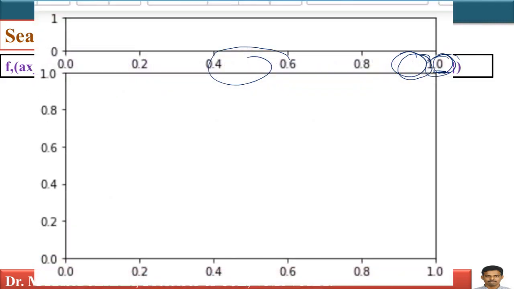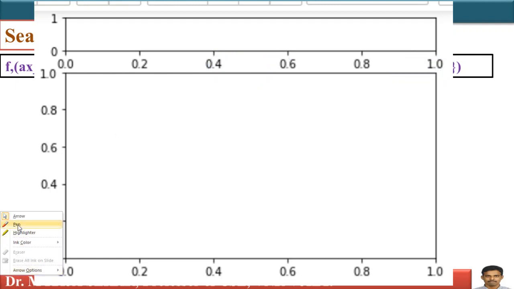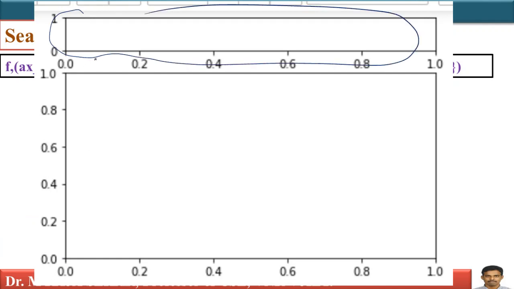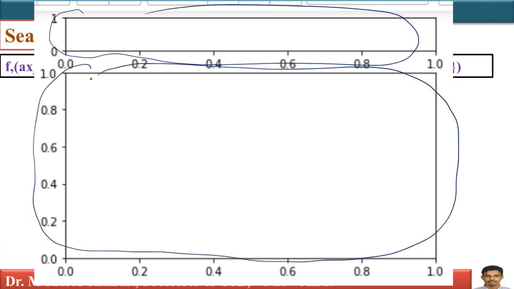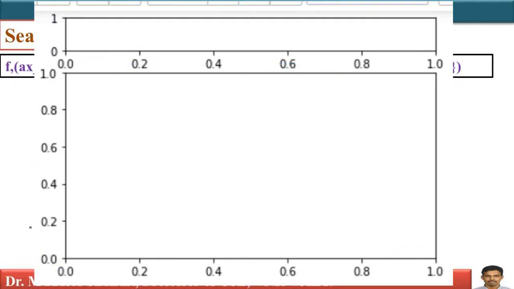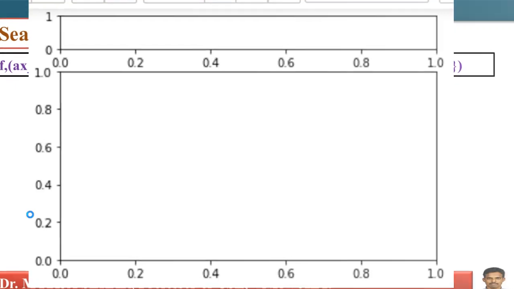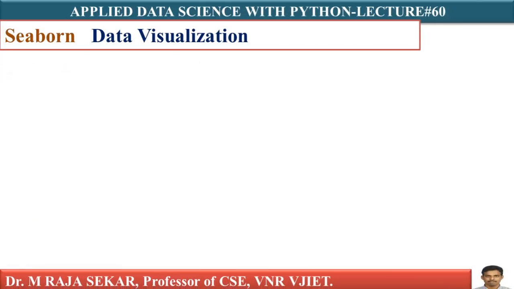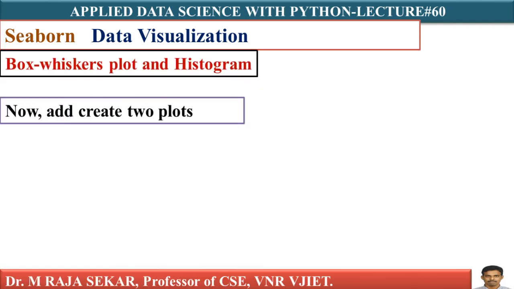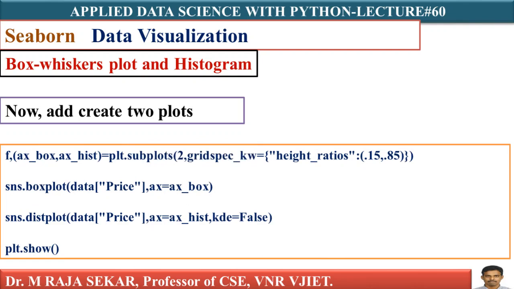Let me show this output on a bigger screen. This output means you are splitting this window into two parts. Just see, this upper part has 0.15 and this is 0.85. Depending on our requirement, I am splitting it this way. You can change that aspect ratio. I saved the output to two variables, ax_box and ax_hist. ax_box represents the axis for the box plot, and ax_hist represents the axis for the histogram.